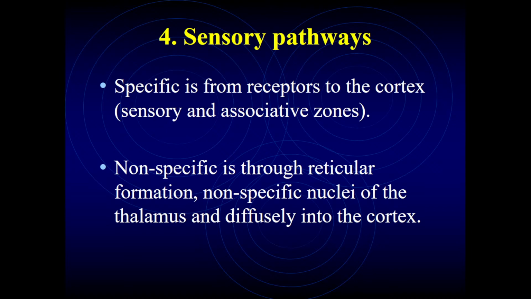Next question is about sensory pathways and the central part of the analyzer. Sensory pathways are divided into specific and non-specific. Specific pathways go from receptors to the cortex, to the sensory and associative zones. Non-specific pathways go through the reticular formation, non-specific nuclei of the thalamus, and diffusely into the cortex.